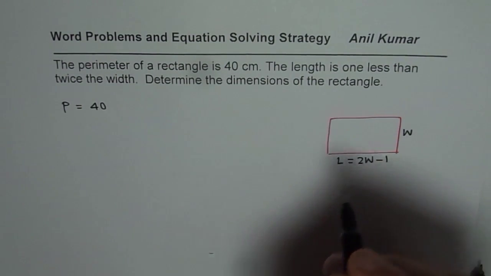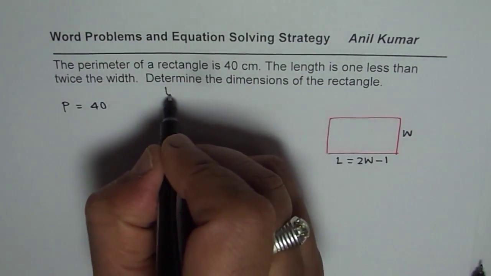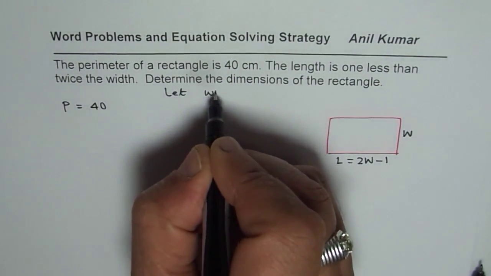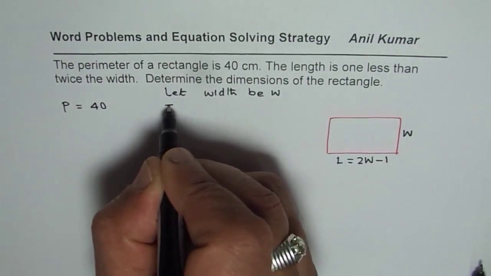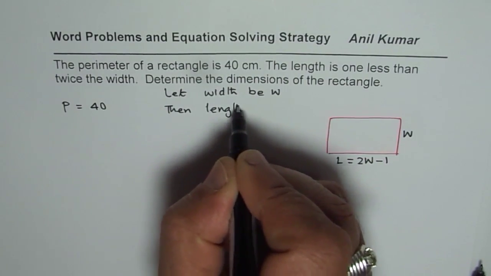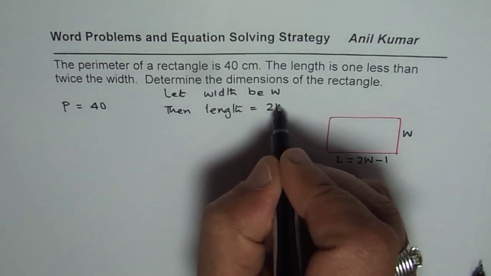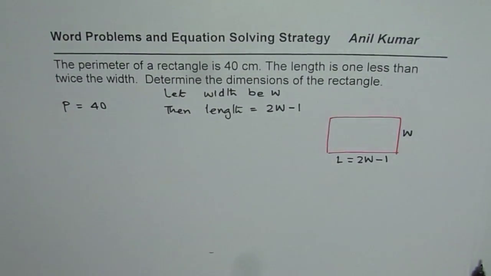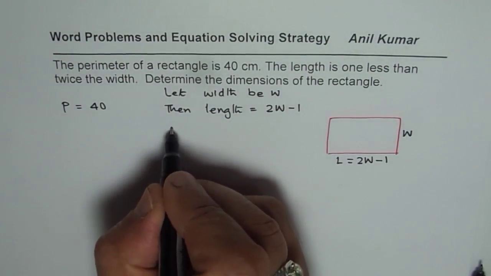So what we have done here is we say let W be the width. So the variable here is, let width be W, right? So then length equals 1 less than twice the width, 2W minus 1. You get the point? Now if that is the case, then what should be the perimeter?